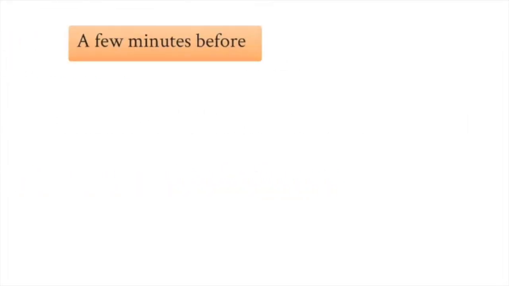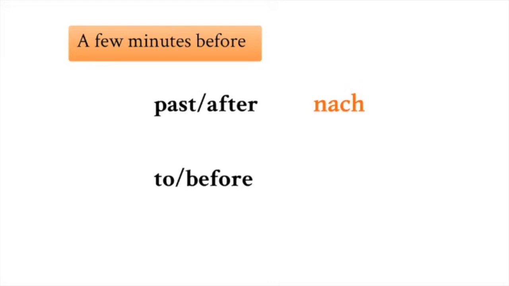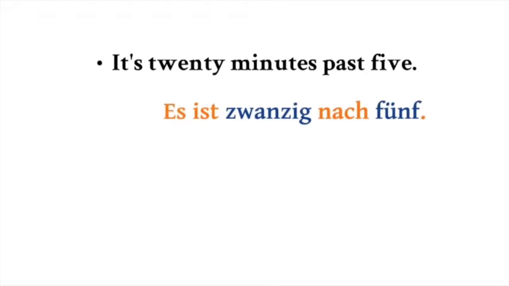Now let's have a look at the vocabularies for a few minutes before and after. We would use the vocabulary past and after, again, nach, and to or before, vor. For example, it's 20 minutes past 5. We would say es ist 20 nach 5. So if you want to be more precise here with the translation of minutes, you can say es ist 20 Minuten nach 5.